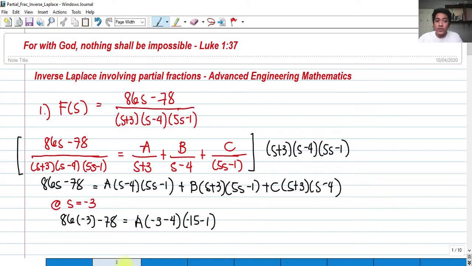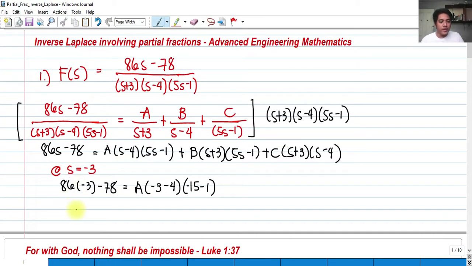Solving for A, if we evaluate this, the left side would be negative 336. And negative 3 minus 4 is negative 7, negative 7 times negative 16 would be a positive 112A. Then we solve for A: negative 336 over 112, which is equal to negative 3. So the value of our A is negative 3.